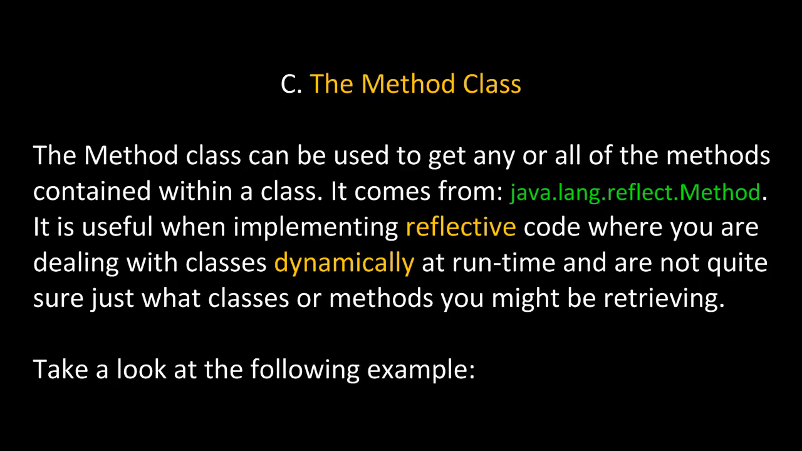The method class is an object often used with reflective code. The method class can be used to get any or all of the methods contained within a class. It comes from java.lang.reflect.Method. It is useful when implementing reflective code where you are dealing with classes dynamically at runtime and are not quite sure just what classes or methods you might be retrieving. Take a look at the following example.